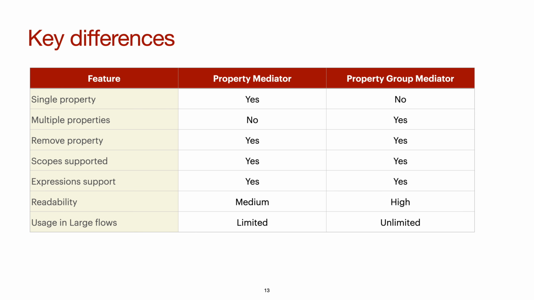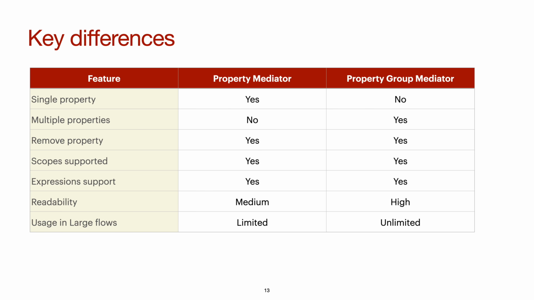Now let's see some of the differences between the property and the property group mediator, which clearly define which one to use and when. For example, a property mediator is for a single property, while the property group is for multiple. Some of the capabilities are available in both mediators, like scope support and expressions. Also, the readability is higher in the property group mediator compared to the property mediator, and it's used mostly in larger flows.